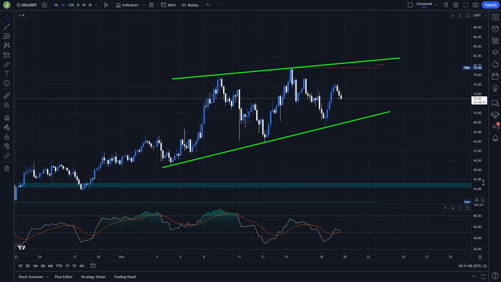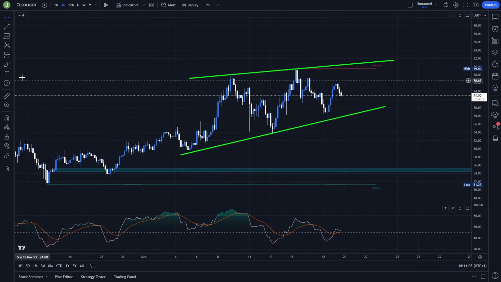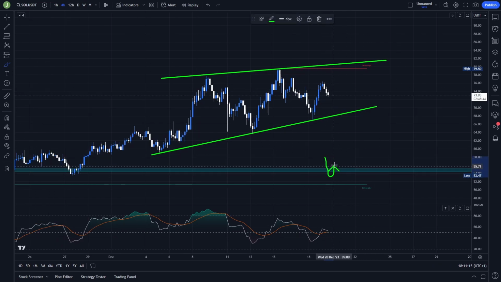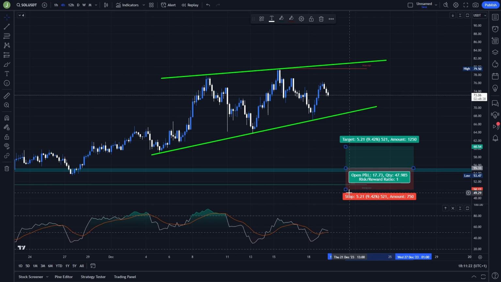But I think that we can also use this bullish order block for opening a really interesting long position. So if there will be a testing, fake out, and then again support confirmation above this bullish order block, I think that there can be a pretty good opportunity for a long trade.